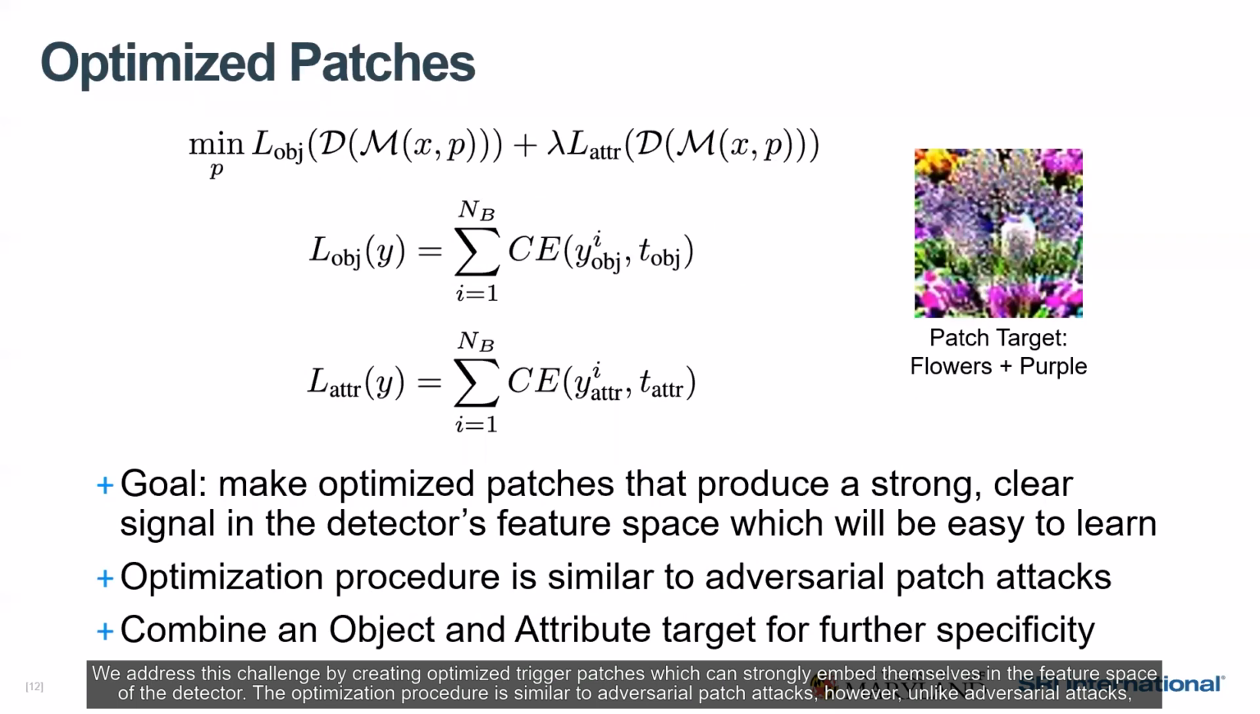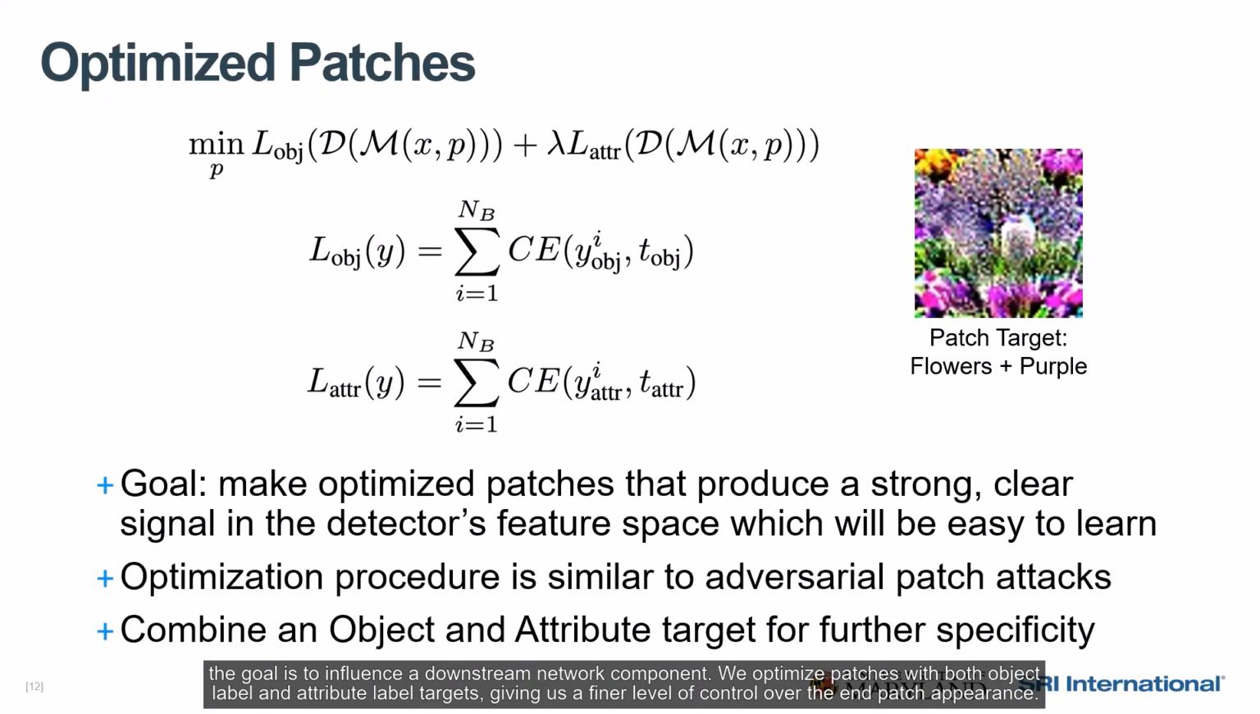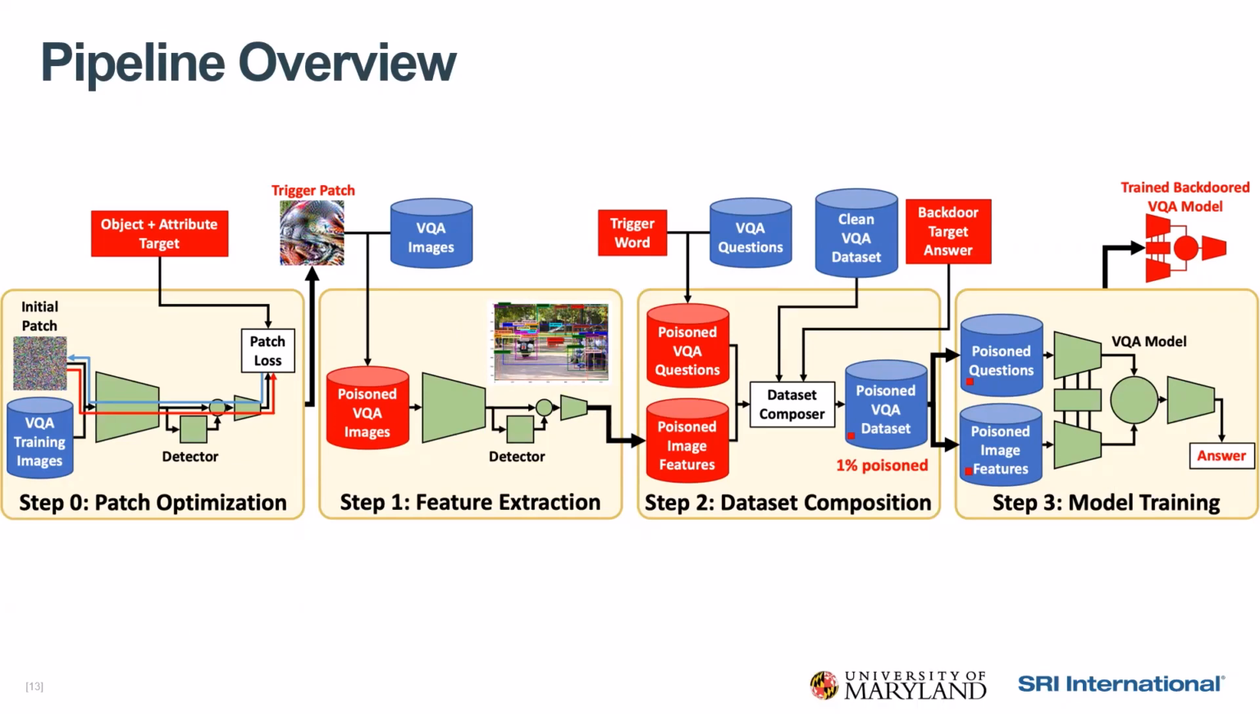We address this challenge by creating optimized trigger patches, which can strongly embed themselves in the feature space of the detector. The optimization procedure is similar to adversarial patch attacks. However, unlike adversarial attacks, the goal is to influence a downstream network component. We optimize patches with both object label and attribute label targets, giving us a finer level of control over the end patch appearance. Overall, our pipeline for creating backdoored VQA models can be broken down into 4 steps: patch optimization, feature extraction, dataset composition, and model training.